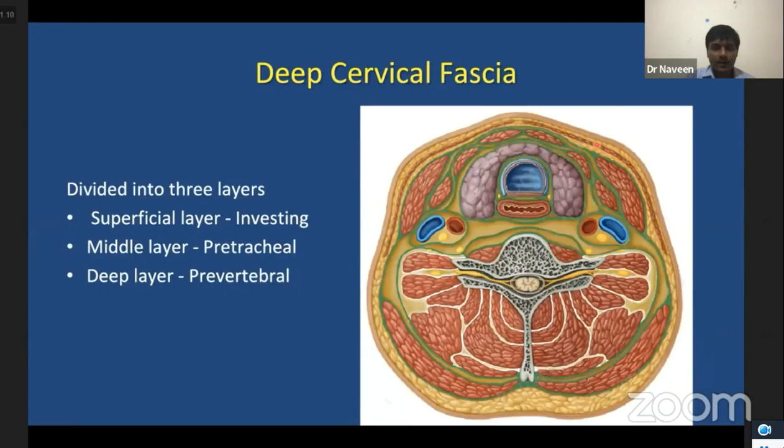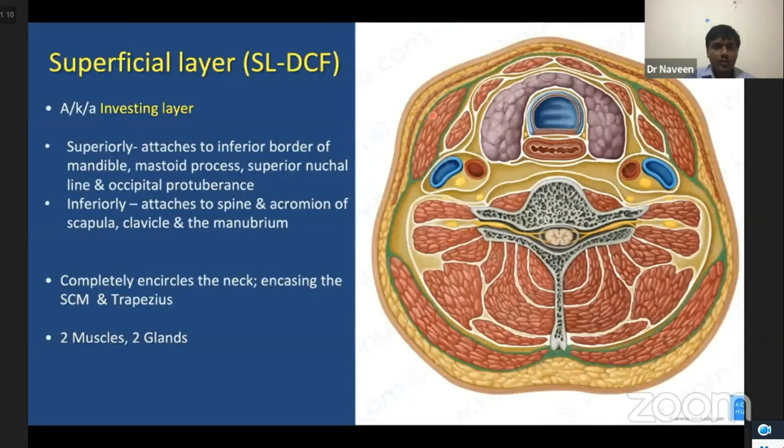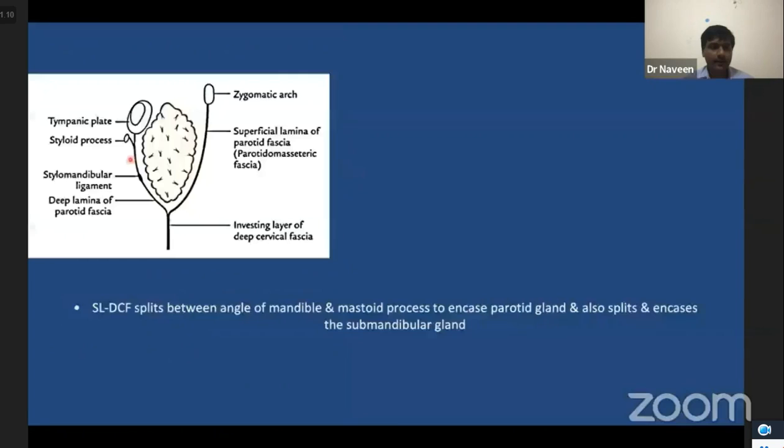Deep cervical fascia is again divided into three layers. The superficial, which is called the investing layer, the middle layer, which is the pretracheal layer, and the deep layer, which is the prevertebral layer. The superficial layer is also called the investing layer. It completely encircles the neck, encasing the sternocleidomastoid muscle and trapezius muscle. These are the two muscles it encases, and it also encases two glands, the parotid gland and submandibular gland.